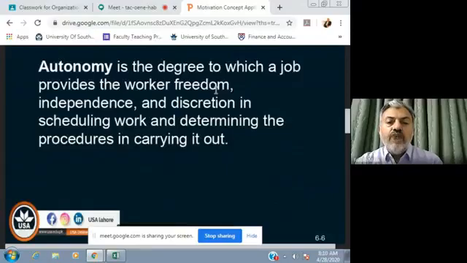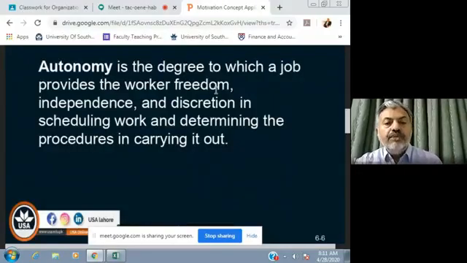Autonomy is how much freedom you are giving your workers. Autonomy is the degree to which a job provides the worker freedom. I have assigned you a task, and now I'm giving you freedom that you can choose any topic from my last two presentations, and you can present that topic. This is task freedom. Now it is up to you to select any topic from those two presentations that I have already done. Similarly, this week you will have freedom of choosing any topic either from today's presentation or from the one that will take place on Thursday.